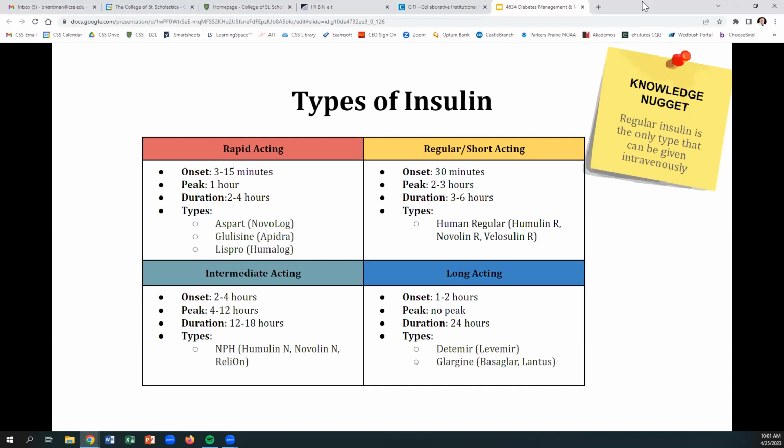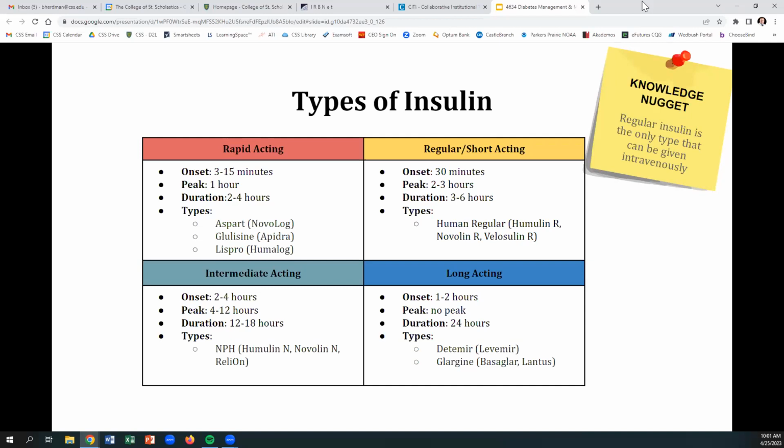Some different types of insulin that you might see out there, or some different names of insulin that might fall under this type, are insulin aspart or Novolog, insulin glulisine, and that is Apidra, and then insulin Lispro, which is Humalog.